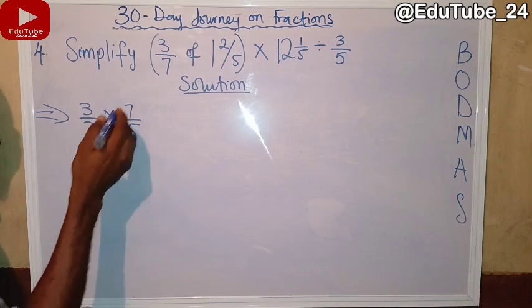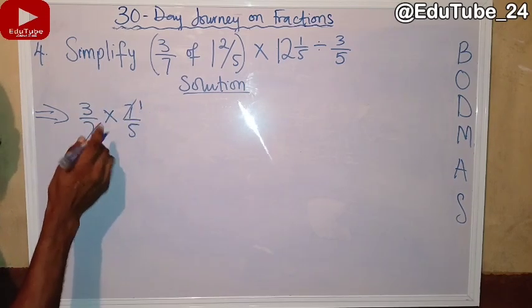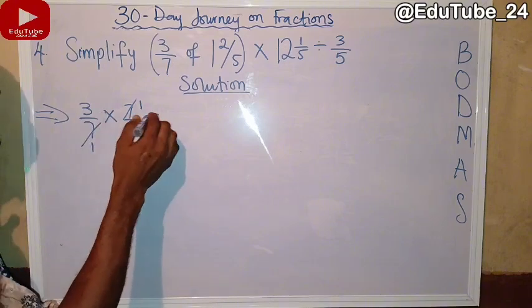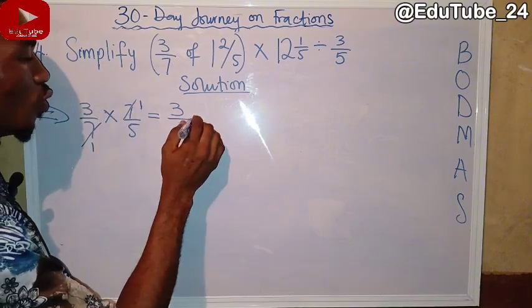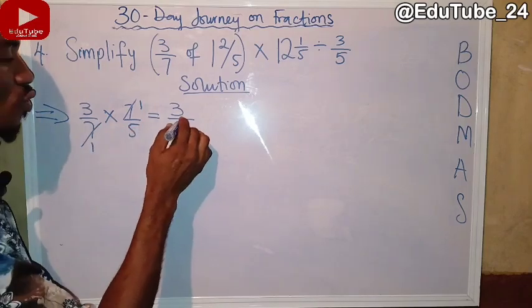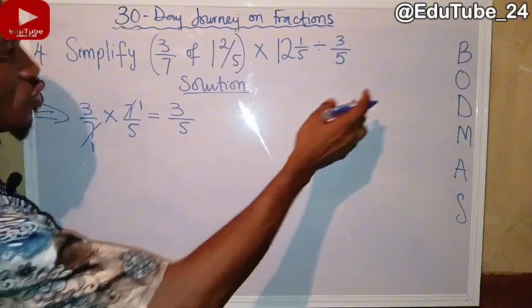What's the common factor? We have 7, we have 7. So 7 divided by 7, we have 1, 1. 3 and 5 are non-common factors. So what do we do? We multiply the rest of the numbers, which is 3 times 1 over 1 times 5, 3/5. Now we solve this. Let's go on to the next piece of the question.